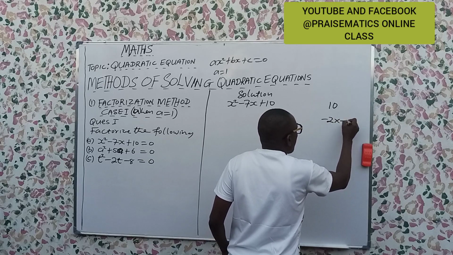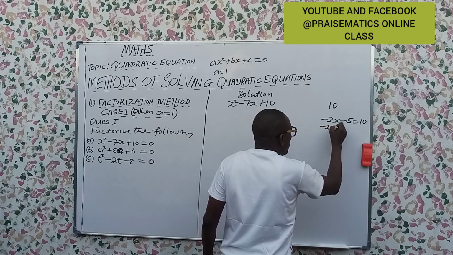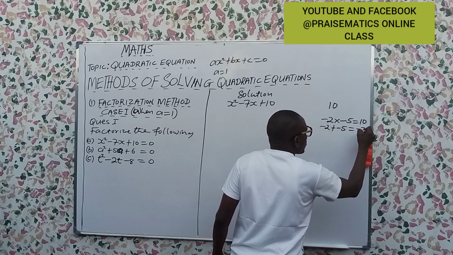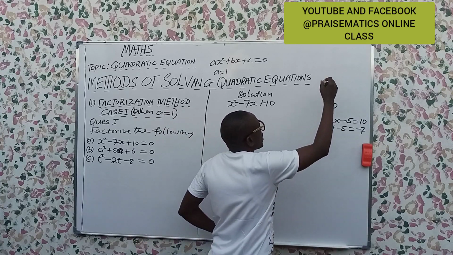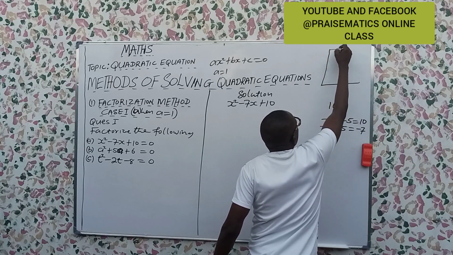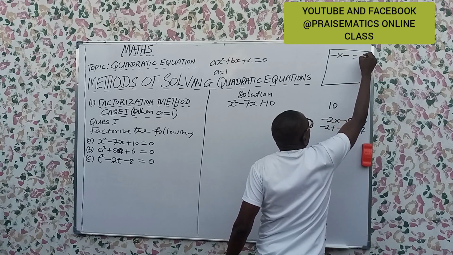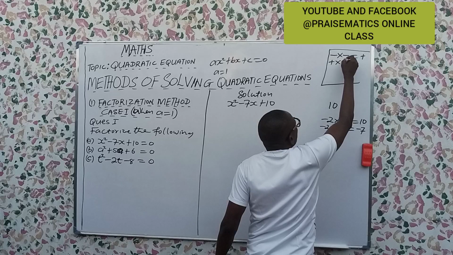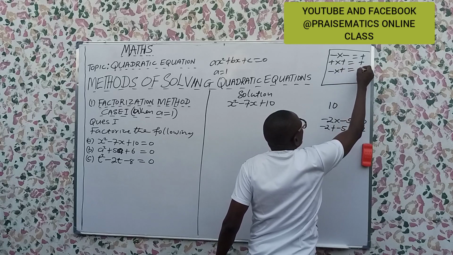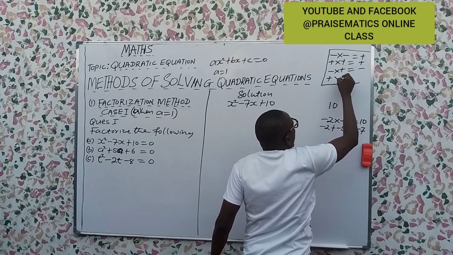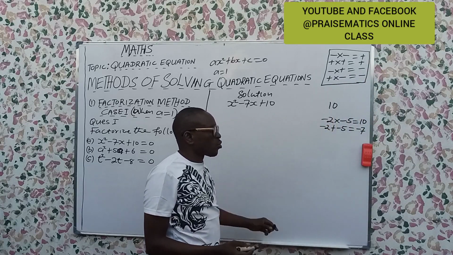Now, let's look at this. Minus 2 multiplied by minus 5 will give us 10. Yes. Minus 2 plus minus 5 will give us minus 7. This one works out. This is the factor. There is a rule in mathematics called the product law: minus times minus gives plus, plus times plus gives plus, minus times plus gives minus, and plus times minus gives minus. You need to know this.